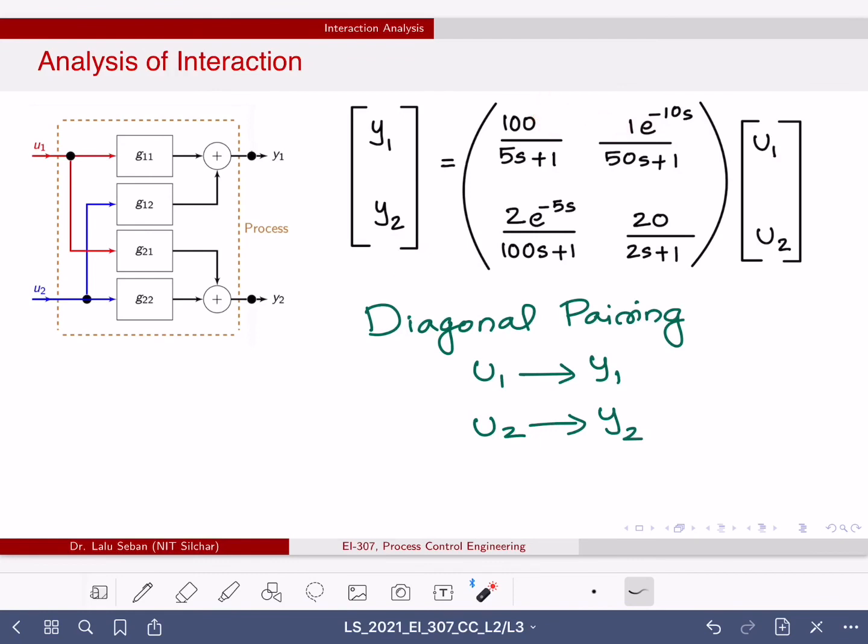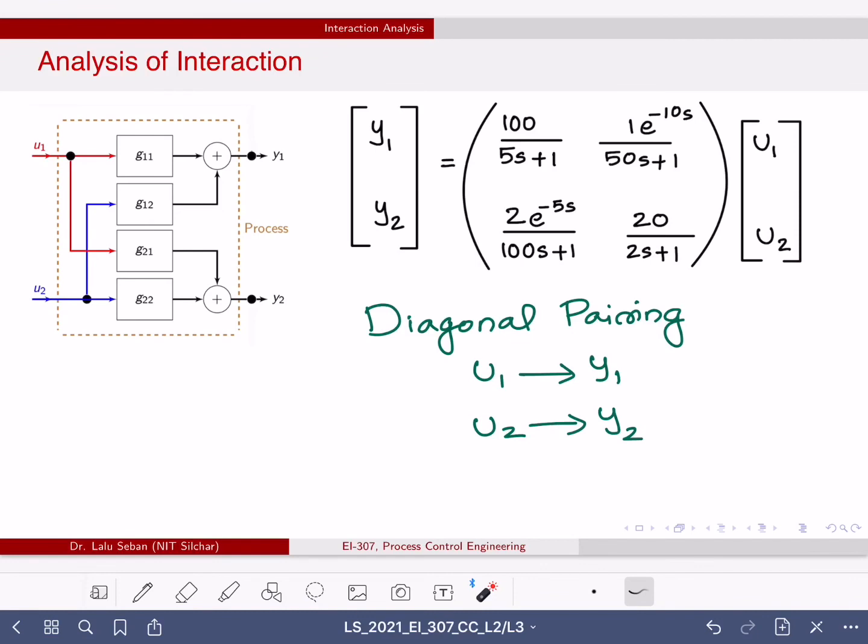What about the speed of response? Between Y1 and U1, the time constant is 5. But between Y2 and U1 it is 50. So the relation between Y2 and U1 is almost 10 times slower than the relation between Y1 and U1. So we can say that if you go for the pairing of Y1 and U1 rather than Y2 with U1, it will have 100 times more gain as well as be 10 times faster. Similarly, you can find the relation for Y1 and U2 and Y2 and U2.